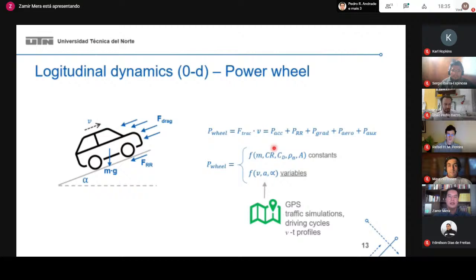For the power wheel, we have constants. And here it is important that the power wheel can be represented by only three variables: speed, acceleration, and road grade. These variables are pretty useful because they can be obtained from GPS and also from traffic simulation, driving cycles, and in general, speed time profiles.